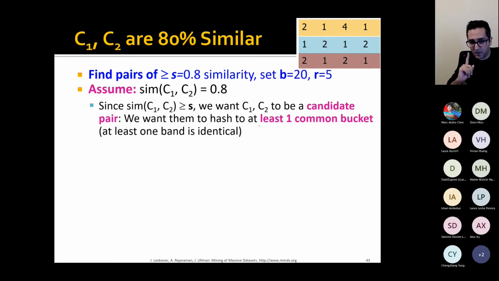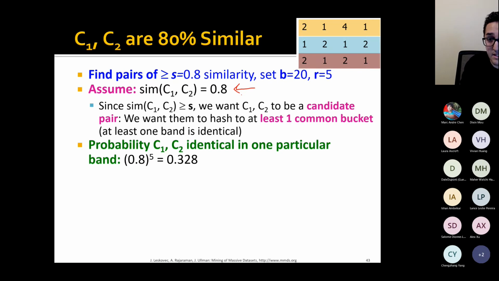With these numbers, let's see how it works. In the first example, I assume that the similarity of two documents is really 0.8. So it is exactly at the threshold. This is the most challenging case. Since it is at the threshold, they should be identified as candidate pairs. What is the condition for them to be identified as candidate pairs? They should be hashed to a common bucket in one of the bands. So let's calculate the probability.